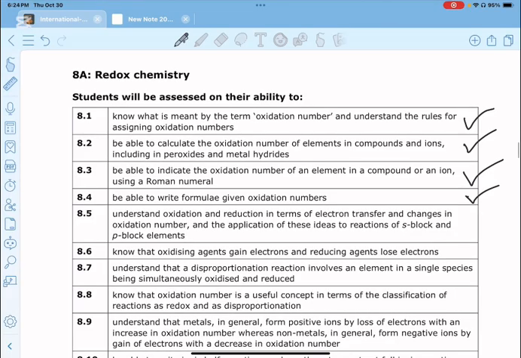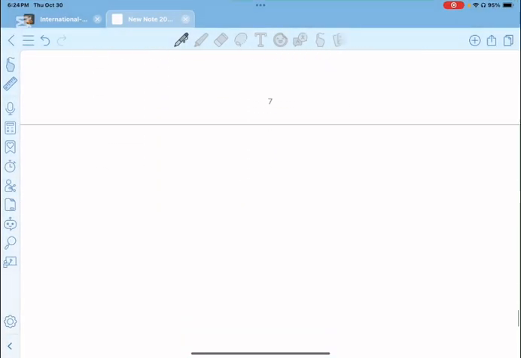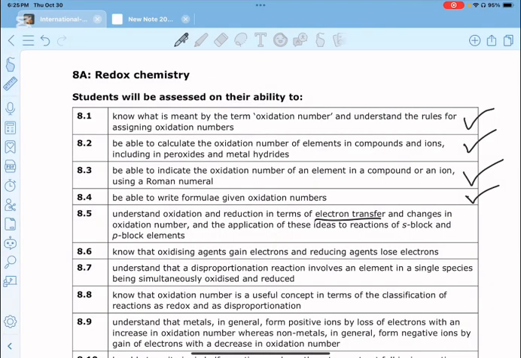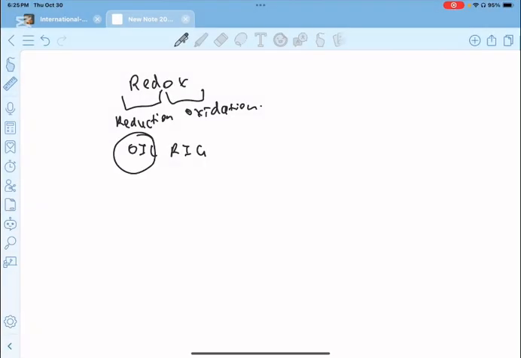Yeah. 8.5, understand oxidation and reduction in terms of electron transfer and changes in oxidation number. Okay, what we will look at is redox again, okay? This first part, reduction, like we talked about. This last part is oxidation, like we talked about, okay? OIL RIG answers that first part of the specification in terms of electron transfer. Oxidation is loss of electrons, so minus electron. Reduction is gain of electrons, okay?